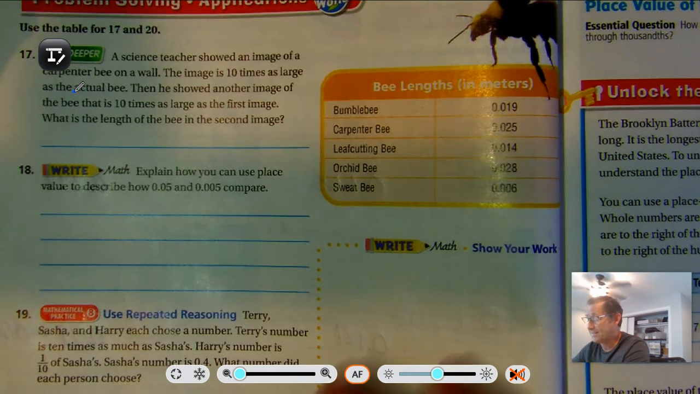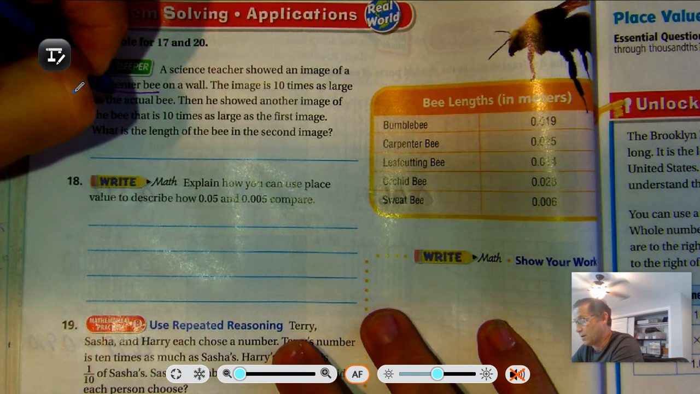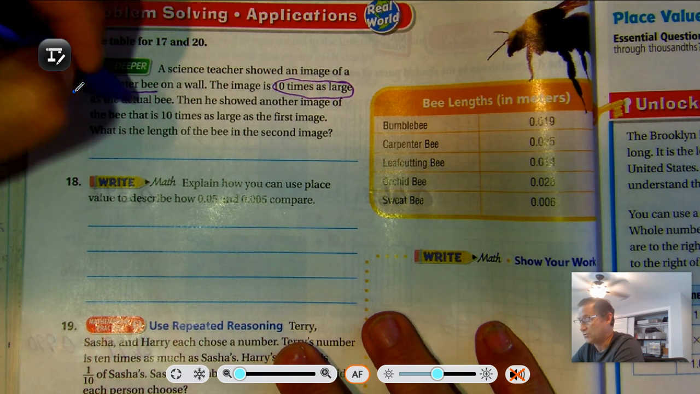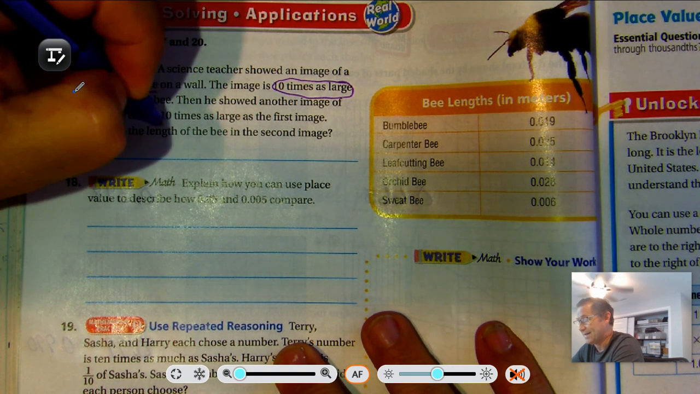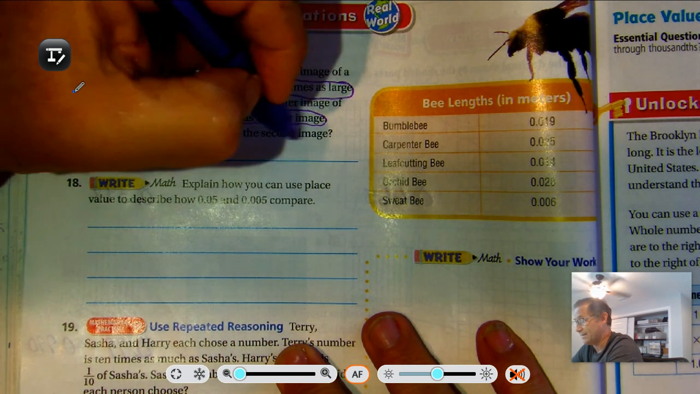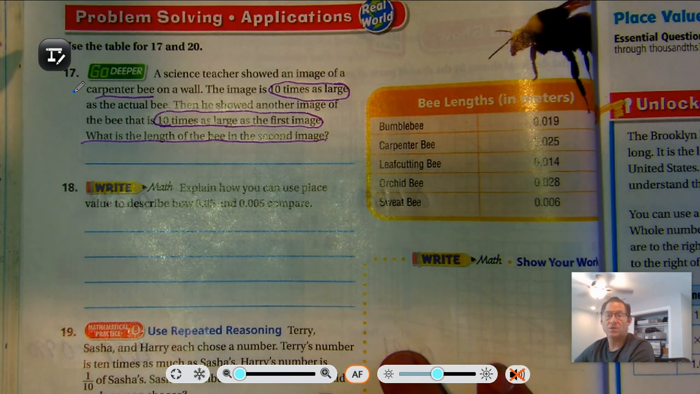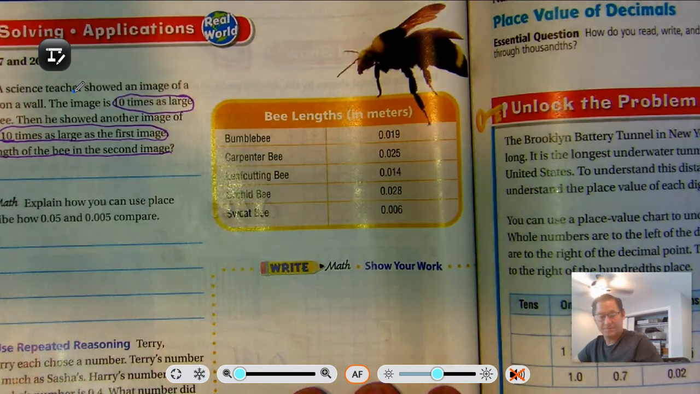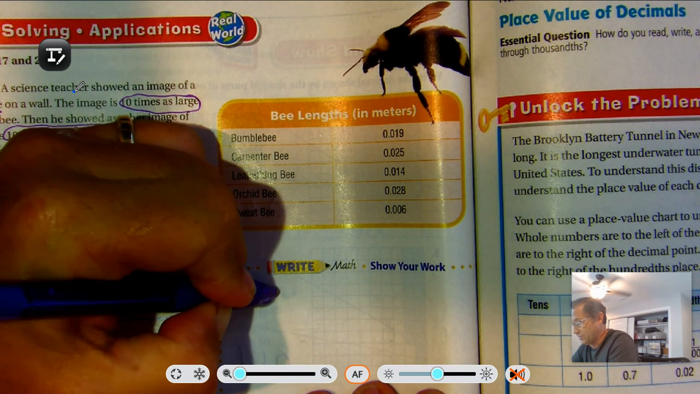All right, so a science teacher showed an image of a carpenter bee on a wall. The image is 10 times as large as the actual bee. Then he showed another image of the bee that is 10 times as large as the first image. What is the length of the bee in the second image? So let's go to the carpenter bee. And we have 0.025, right? 0.025.